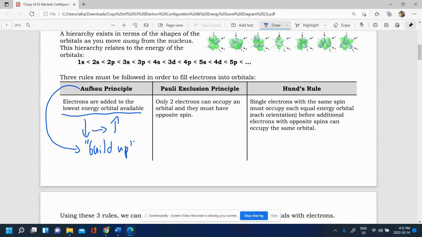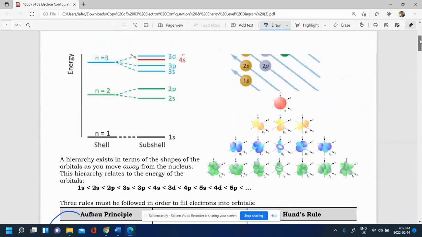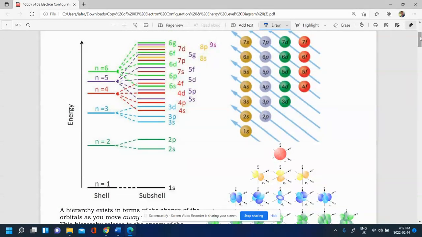So how do we know how much energy is found within the orbitals? Well, let's take a look at this energy level diagram over here. This is a diagram that shows the energy found within the electrons at various shells and subshells. As you go up, the energy goes up. You'll notice that shell 1 has the lowest, then shell 2 is higher, 3 higher, 4 higher, 5 higher, 6 higher, and so on and so forth.